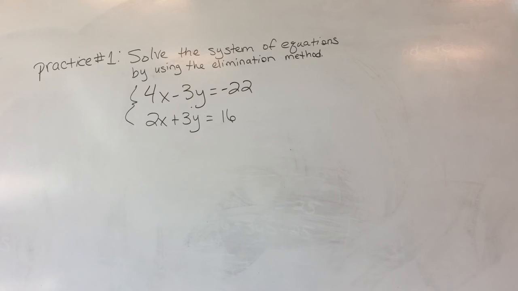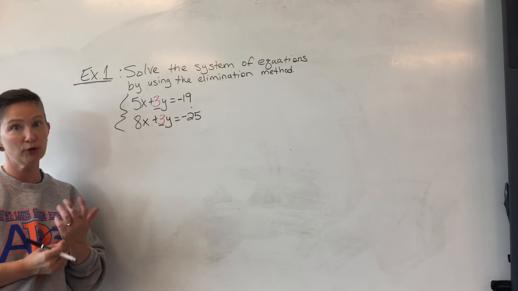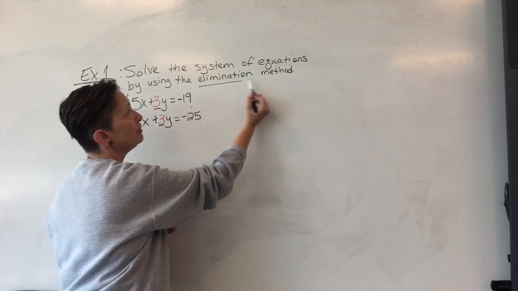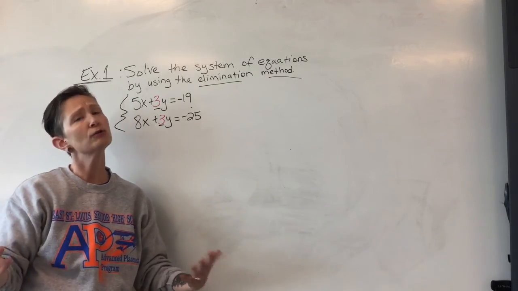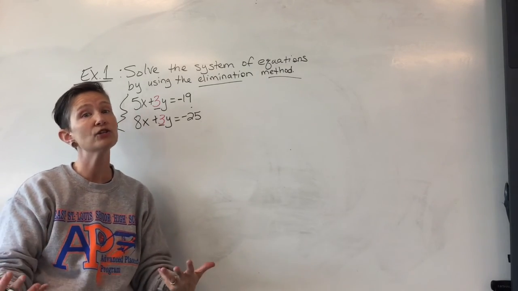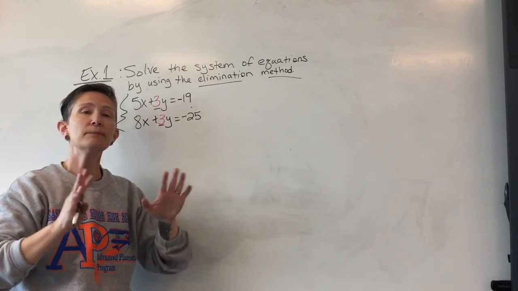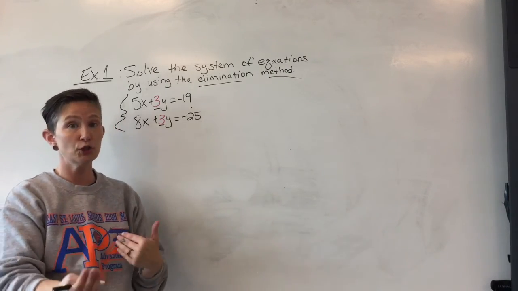Now it's time for you to pause the video and work on practice number 1 in your notes. All right, let's take a look at an example of using the elimination method to solve a system of equations. Here's my system of equations. It says use the elimination method, so that's what we're going to do. Just a quick side note, if you thought about using substitution, all these coefficients that are happening in the equations are going to cause some fractions. That's why elimination at this point is better and easier than substitution.